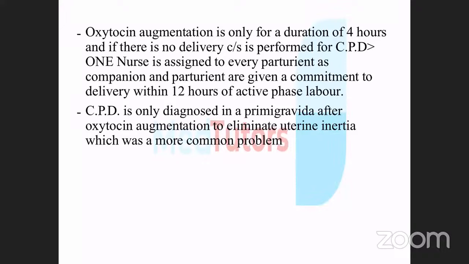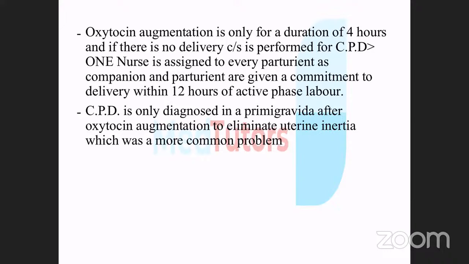Now, oxytocin augmentation is run for a maximum of 4 hours duration. And if there's no delivery after augmenting for 4 hours, you do cesarean section for CPD. And therefore, one nurse is assigned to every parturient as companion, and they are given commitment to deliver within 12 hours of admission in active phase of labor.